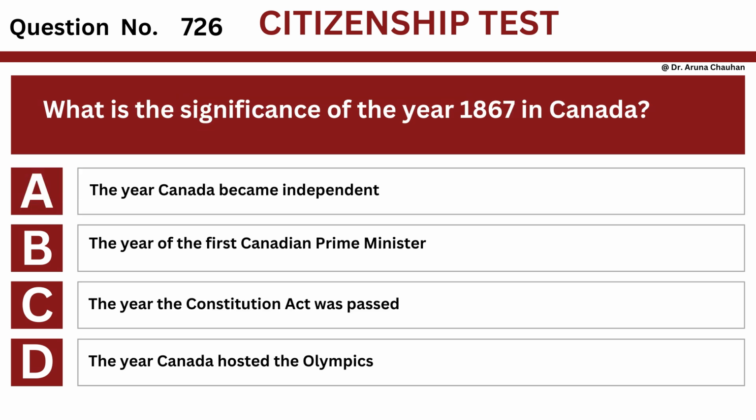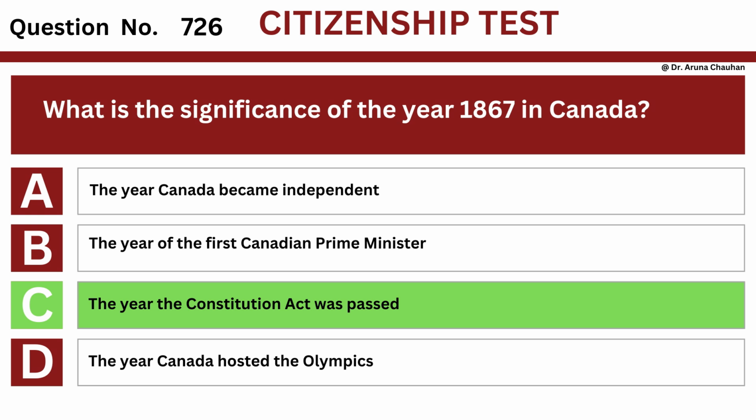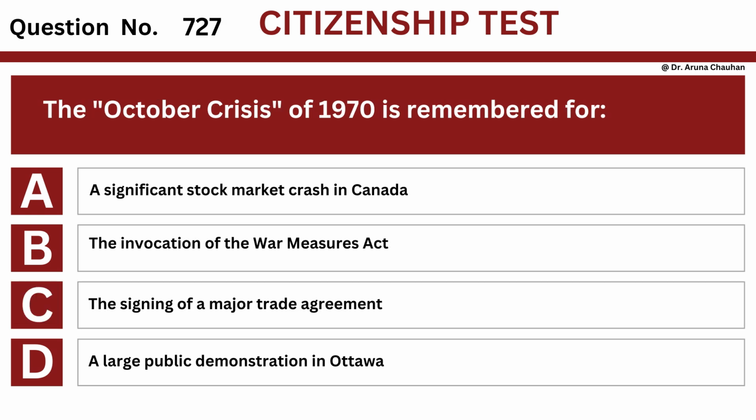Question number 726. Question: What is the significance of the year 1867 in Canada? Option A, the year Canada became independent. Option B, the year of the first Canadian Prime Minister. Option C, the year the Constitution Act was passed. Option D, the year Canada hosted the Olympics. The answer is option C, the year the Constitution Act was passed.